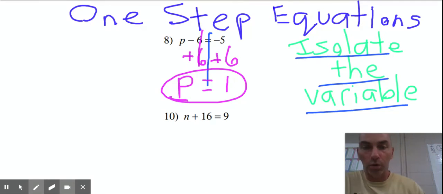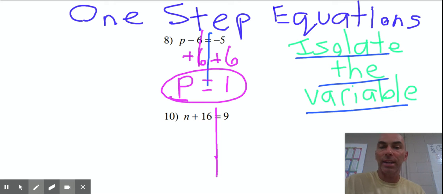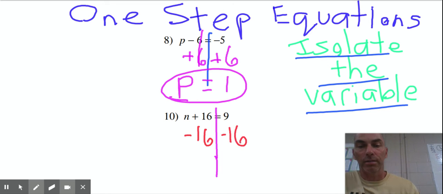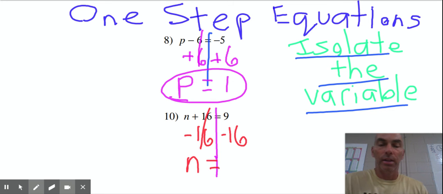Okay, let's do one more on this one, and we're going to do our divider line. Isolate the variable. We know the variable is n. What's on the side with n? It's a positive 16. So if it's positive 16, we need to get rid of the positive 16 by doing the opposite and subtracting 16. So I isolate the variable because 16 minus 16 is 0. N's by itself now, which is what it likes.